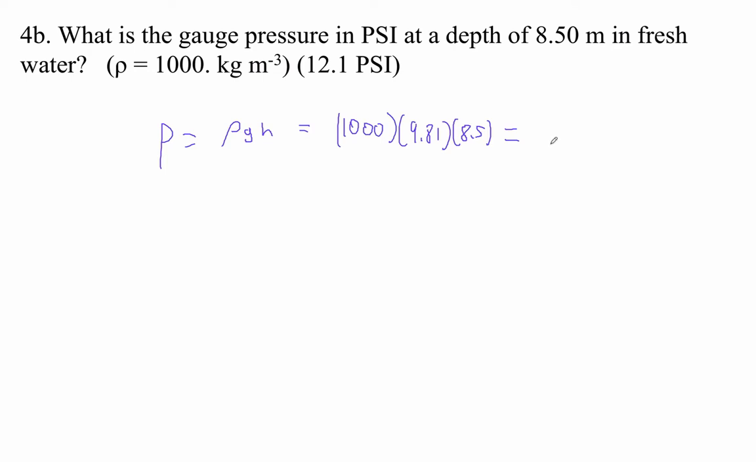That's a lot of pascals. That's 83,385 pascals, right? Which is, it's not even an atmosphere. Remember, an atmosphere is about 101.3 thousand. Okay. But we want to turn that. Okay, so this, by the way, is the gauge pressure.